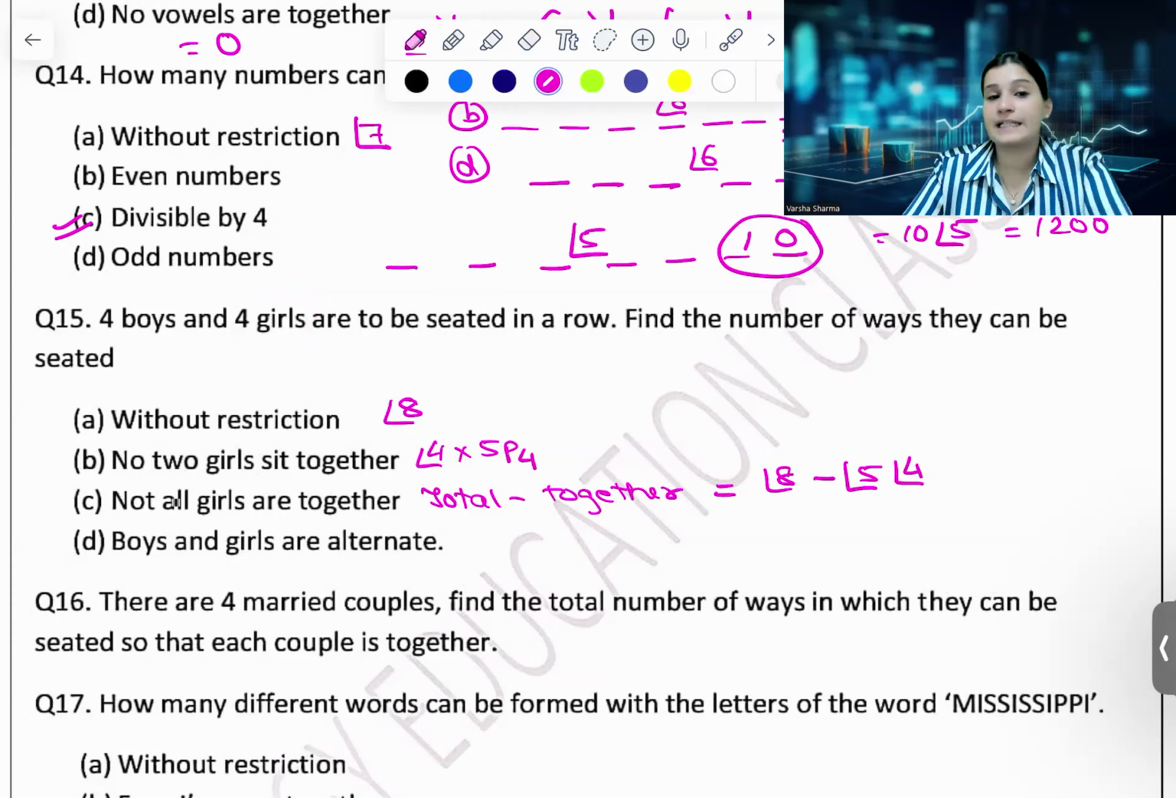Boys and girls alternate. So first make the boys set. 4 factorial.